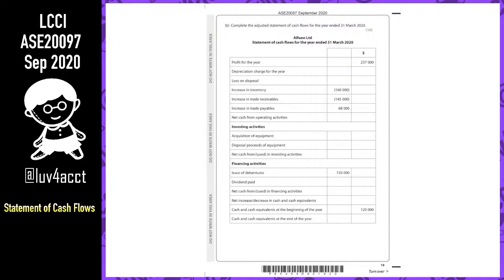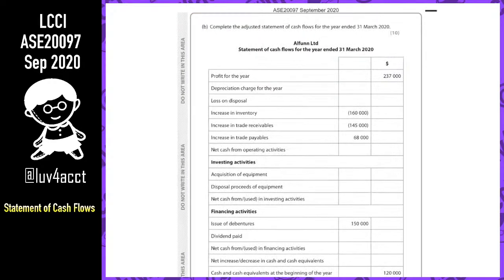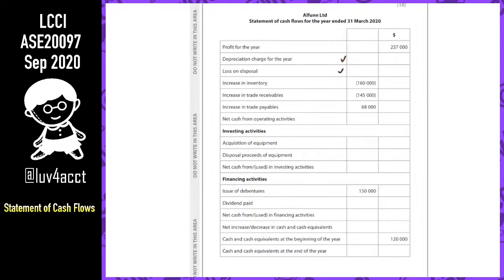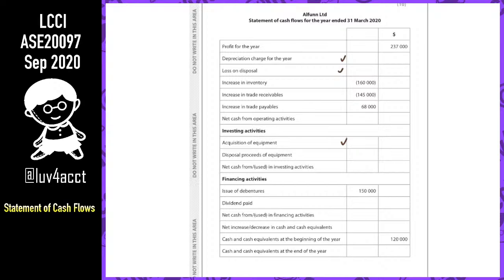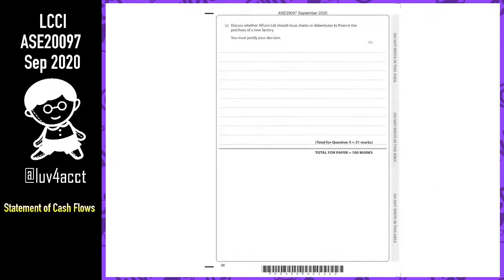Okay, so you can see we have depreciation charge, we have loss on disposal given to us, it is a loss already. Acquisition of equipment, okay, and the proceeds, okay, and of course the 3 totals, and then dividend paid. Okay, so let us start. Okay, not much information given to us.